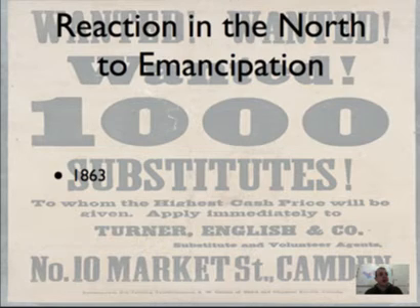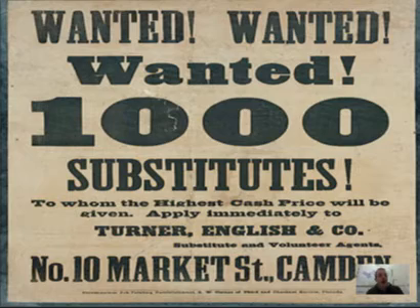Emancipation also leads to reaction in the North. When the draft actually begins in 1863, it had been authorized previously, but a draft in the North actually begins in 1863. The draft draws a lot of criticism and resistance. Part of it was due to the structure. If you could find a replacement, if you could pay somebody to be your substitute, you didn't have to go. Or you could just fork over cash. If you gave enough money, you didn't have to go.